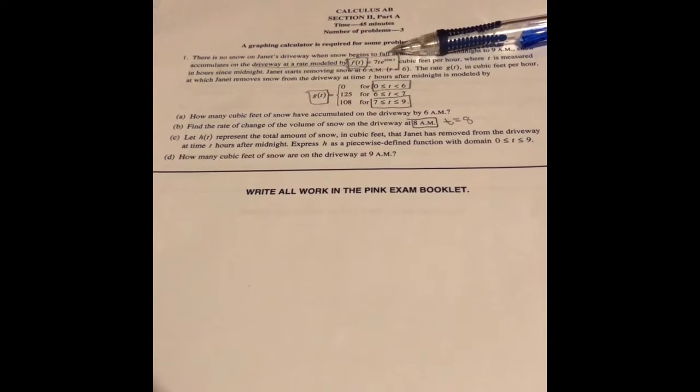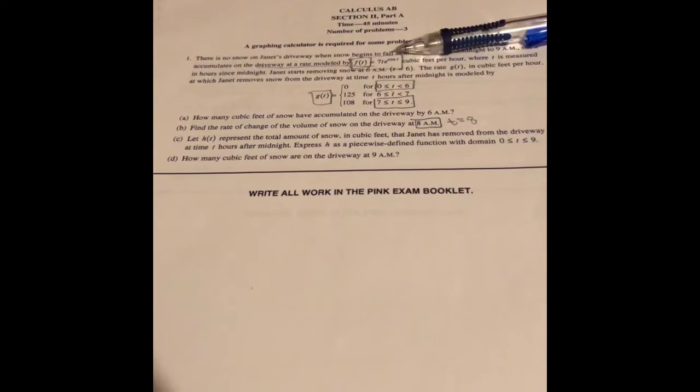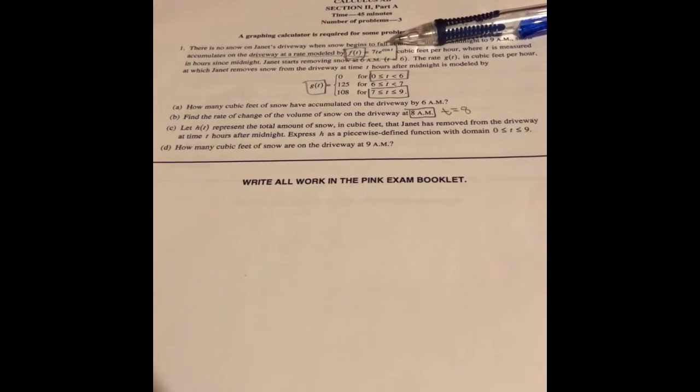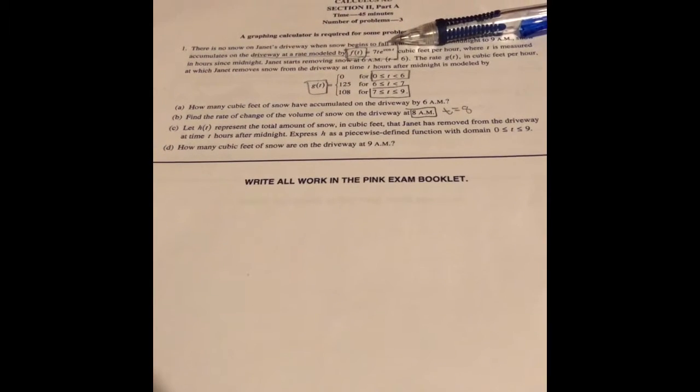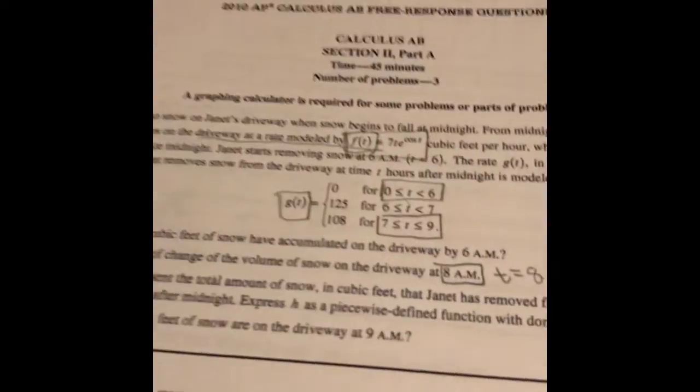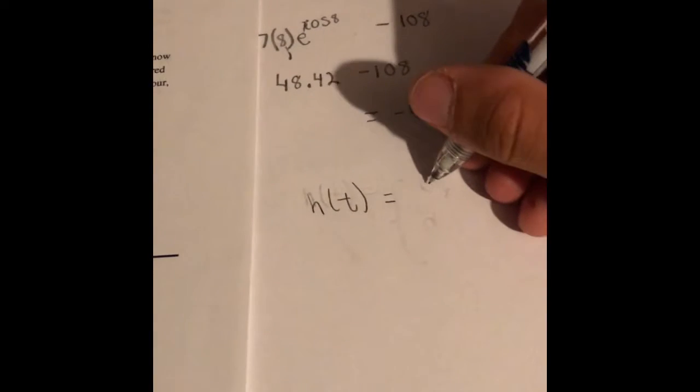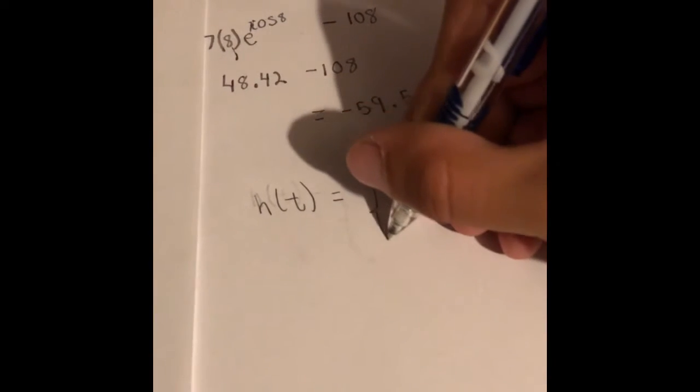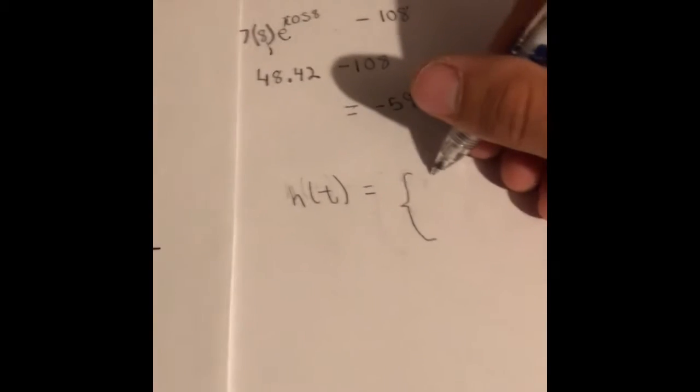All right, so part C says let H of t represent the total amount of snow in cubic feet that Janet has removed from the driveway at time t hours after midnight. Express H as a piecewise defined function with domain 0 to 9. So basically our H of t will be using these boundaries within the problem. Yeah, I know it's a little ugly, my bad.